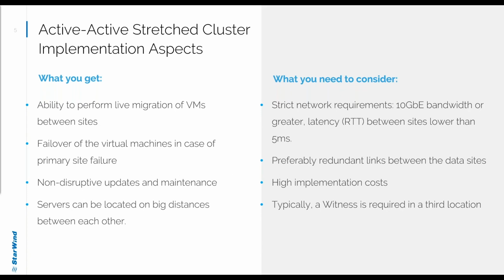Of course, you need to take into account certain things when implementing the active-active stretched cluster. The first and the most important aspect here is networking. The entire cluster performance and stability will depend on the network latency and bandwidth. So you typically need 5 milliseconds or less latency and 10 GbE bandwidth or even higher to ensure decent performance. It is also recommended to have redundant network links between the sites in order to avoid loss of synchronization between them in case one of the links goes down.